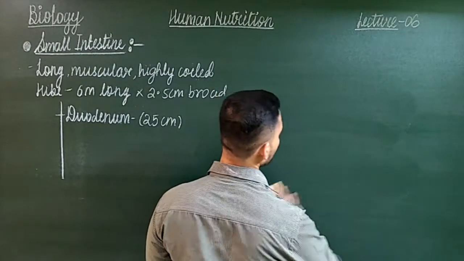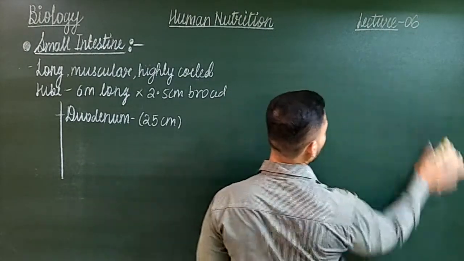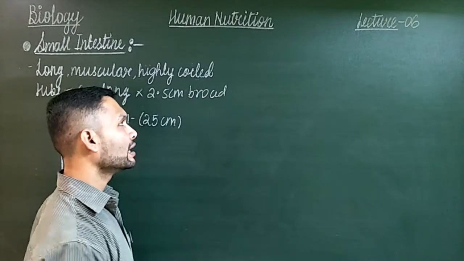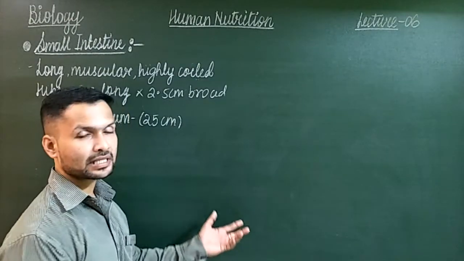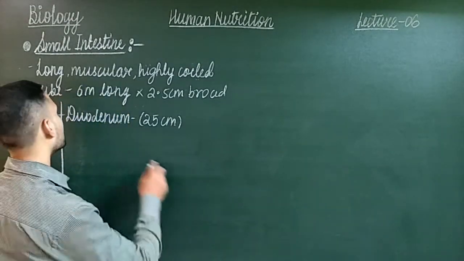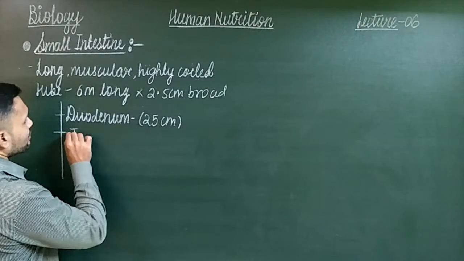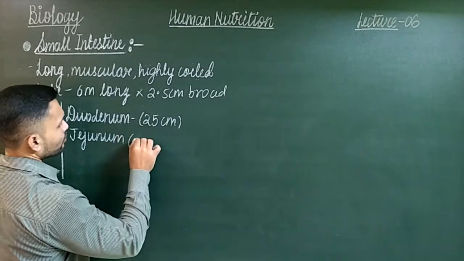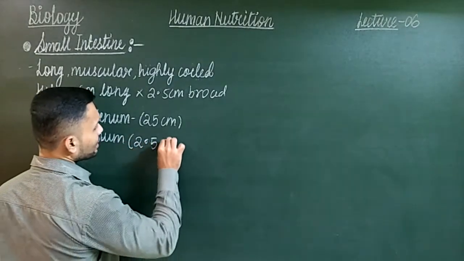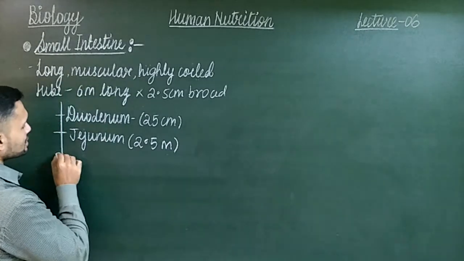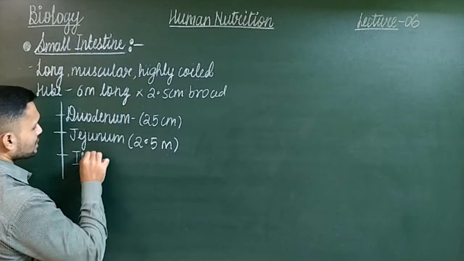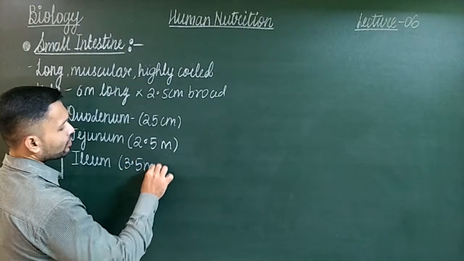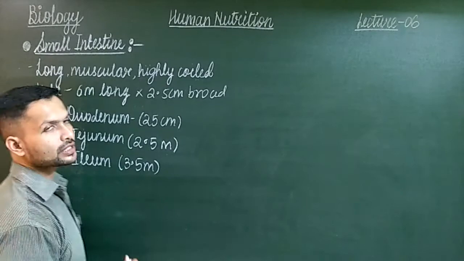Now let's see its histology. In your textbook the histology is given as common for both stomach and intestine. I am describing it separately. So let's look at the intestine. The three parts, as I mentioned, are duodenum, jejunum, which is somewhat 2.5 meter, and the last one is the ileum, which is a 3.5 meter long region, which opens into the cecum.